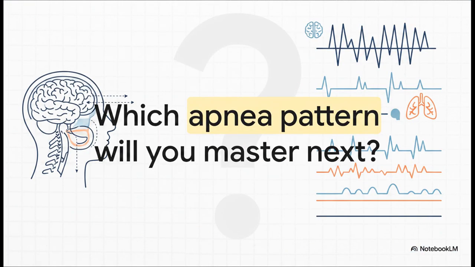Well, there you have it. You now have the exact AASM taxonomy to decode these charts just like a true medical detective. The lines on the screen aren't just random squiggles anymore, are they? They tell a super clear story of exactly what's happening in the human airway and the brain. So, taking everything you've learned today, which apnea pattern are you going to confidently master on your very next chart?